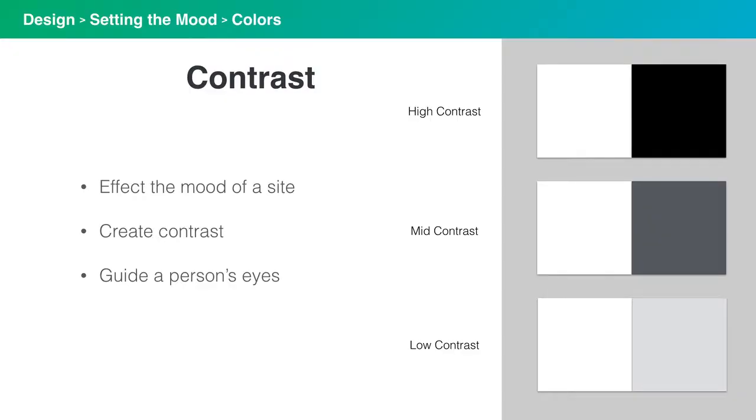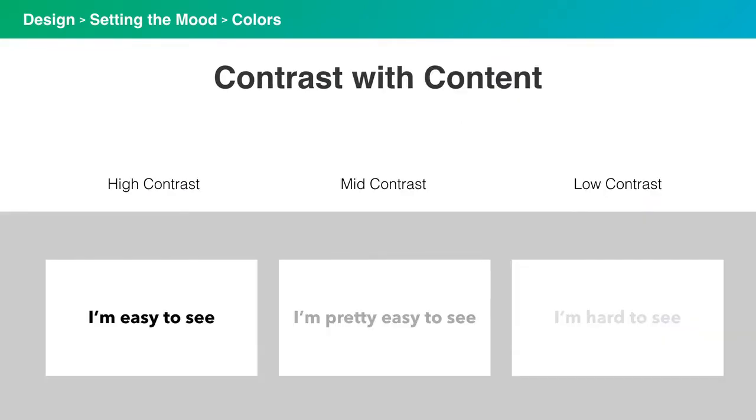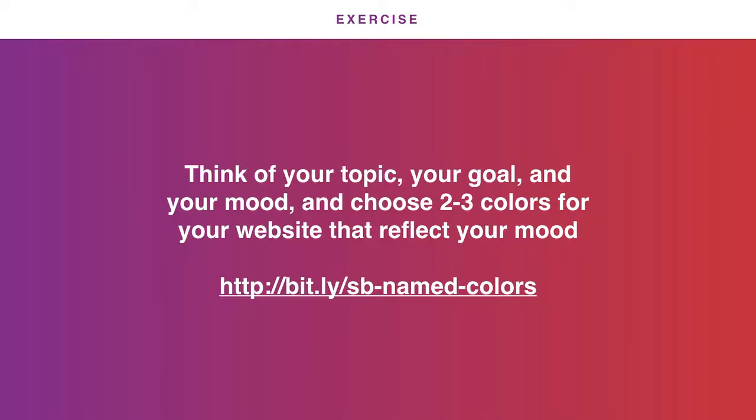We spoke earlier about contrasting colors and their impact on a site. High contrast can be used to draw attention to parts of the site. Mid and low contrast are good for creating an overall visual guide. It's important to keep contrast in mind when creating content for people to read. Now it's your turn. Think of your topic, your goal, and your mood, and choose 2 to 3 colors for your website to reflect your mood.